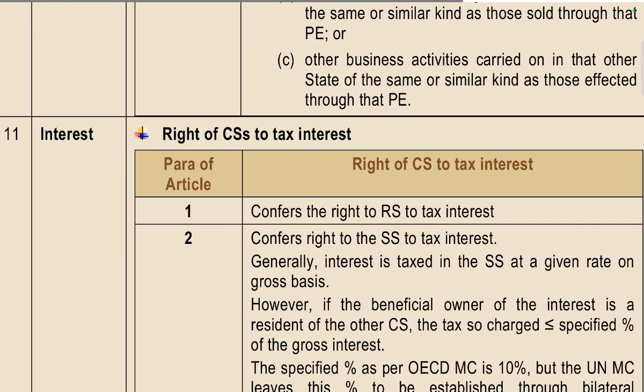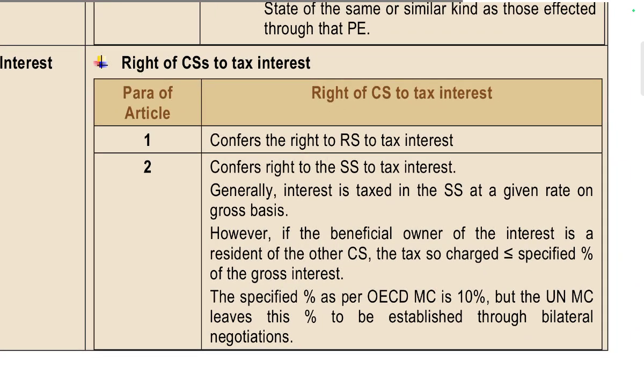Interest: the right of the contracting states to tax interest. Paragraph 1 of Article 11 confers the right to the residence state to tax interest, conforming to the residential status of the taxpayer. Paragraph 2 confers the right to the source state to assess and tax interest. Therefore, interest is taxed at the source at the given rate on a gross basis.